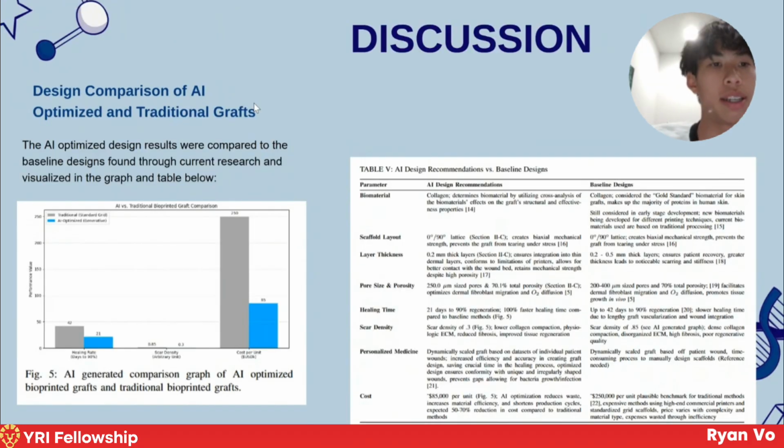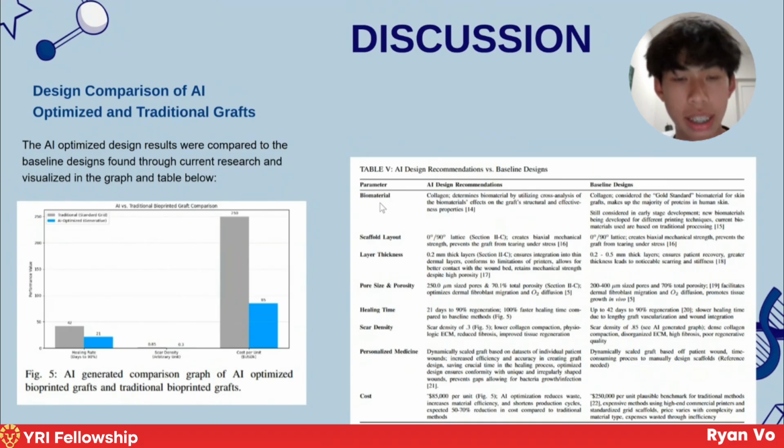Here is a design comparison of AI optimized and traditional grafts, a bunch of different comparisons between biomaterial, scaffold layout, thickness, porosity, healing time, density, personalization, and cost. The main differences would be the cost, personalization, healing time, and density.